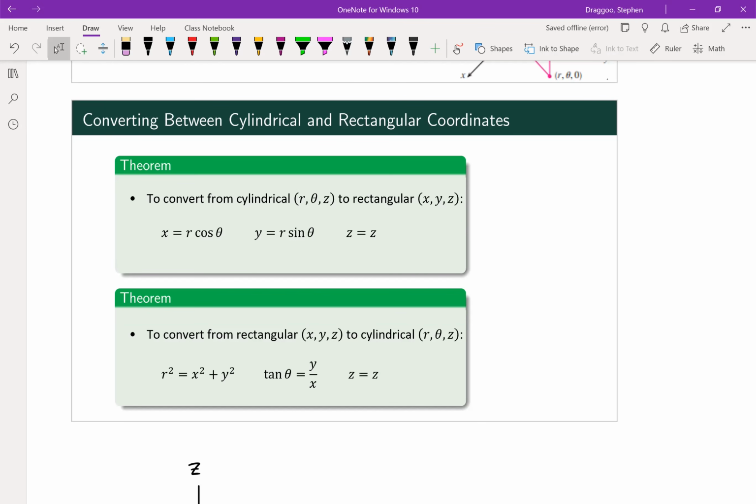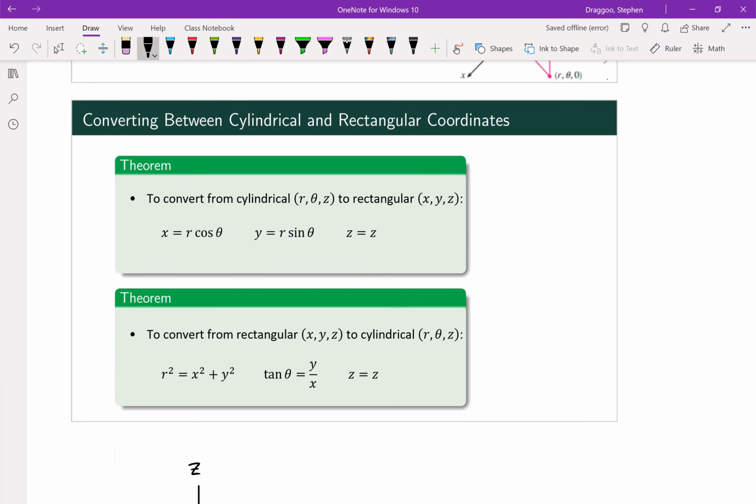And going from rectangular to cylindrical coordinates, we'll want to use a couple of equations, but also they should be familiar from polar coordinates. R squared is equal to x squared plus y squared. It's basically the Pythagorean theorem. And tangent theta is equal to y over x. Since if we construct a triangle made out of y and x, and then theta is the angle that's inside that right triangle, y should be our opposite side while x is our adjacent side.